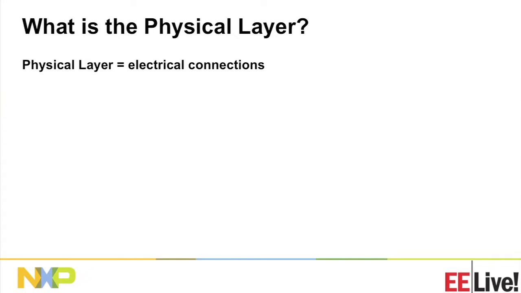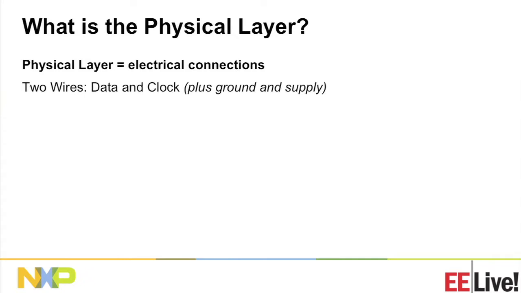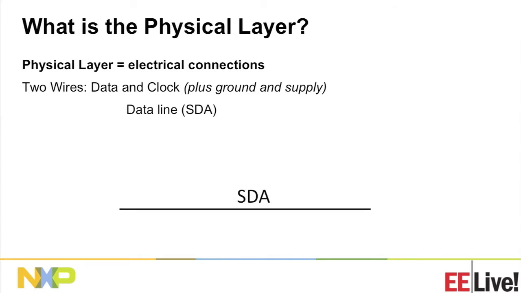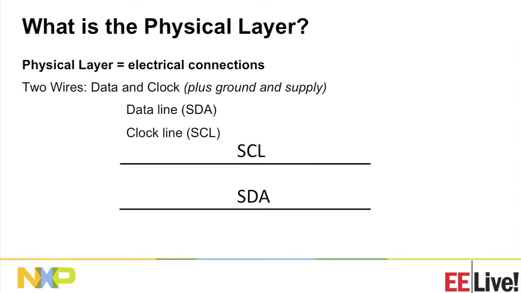So the physical layer is just a name for the electrical connections, and it consists of two wires. Some of our competitors call it TWI, for two-wire interface, to get around the trademark of I2C. The two systems are interchangeable. They may be connected together. So our two wires carry clock and data, and they will only work if we have a ground connection and a power supply connection. So here's our data line. We call it SDA for serial data, and our clock line, we call that SCL for clock.